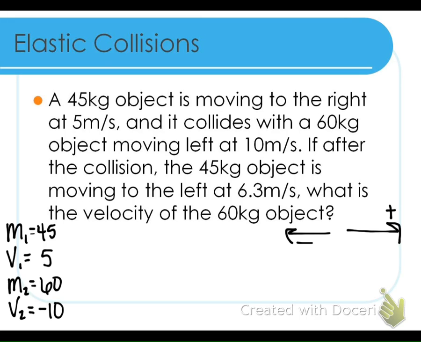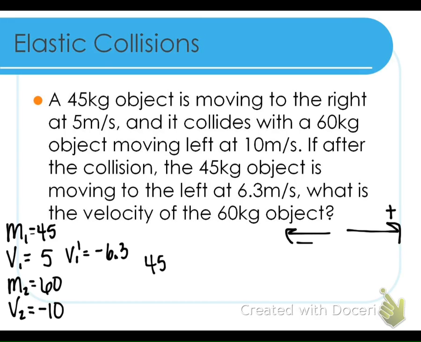And we know one other thing that can be plugged in here. Okay, what variable will this be plugged in for? V sub 1 prime. Good, very good. V1 prime is going to be what? Negative 6.3. Perfect, because it's going to the left. Very good. So I'll go ahead and start plugging things in here.